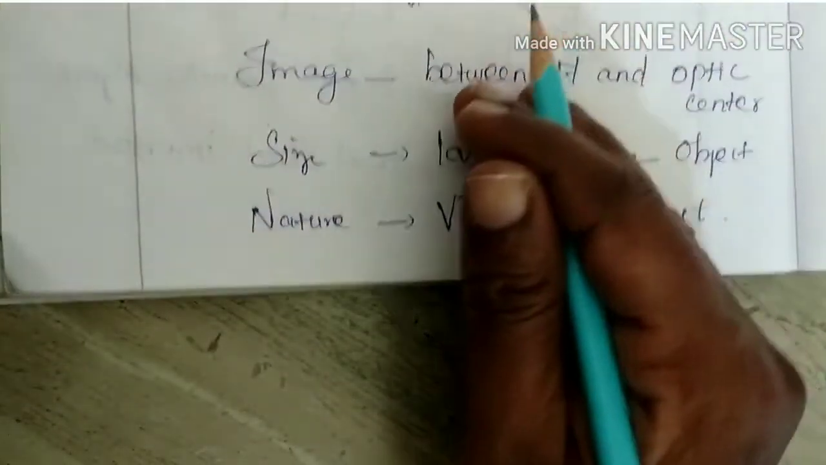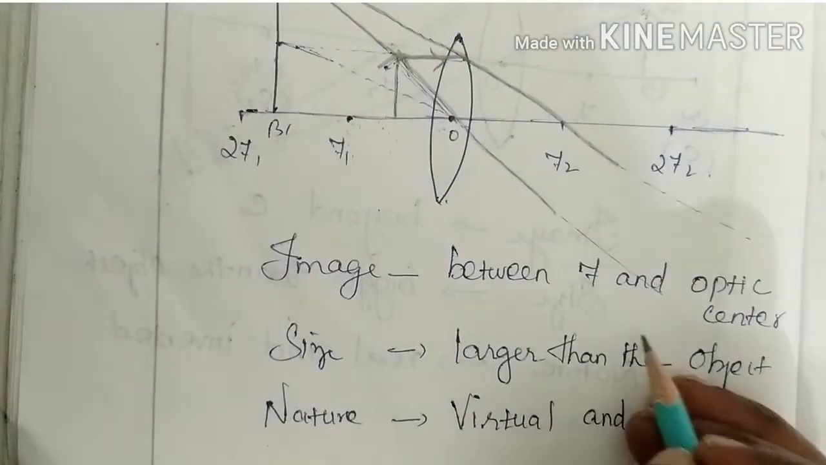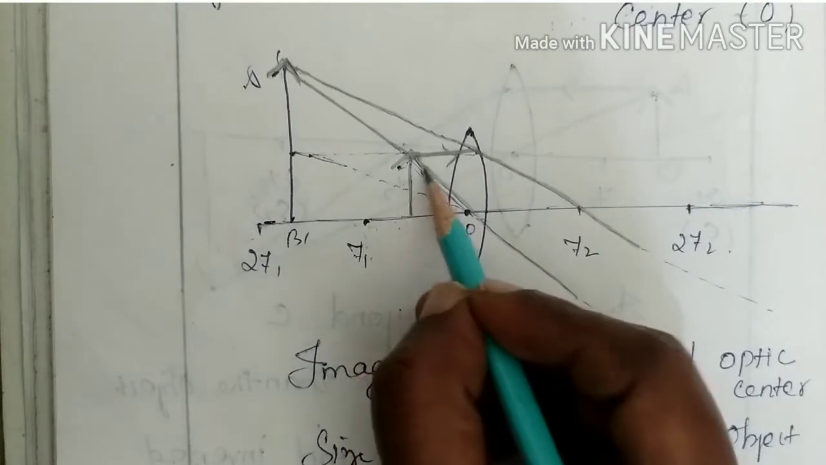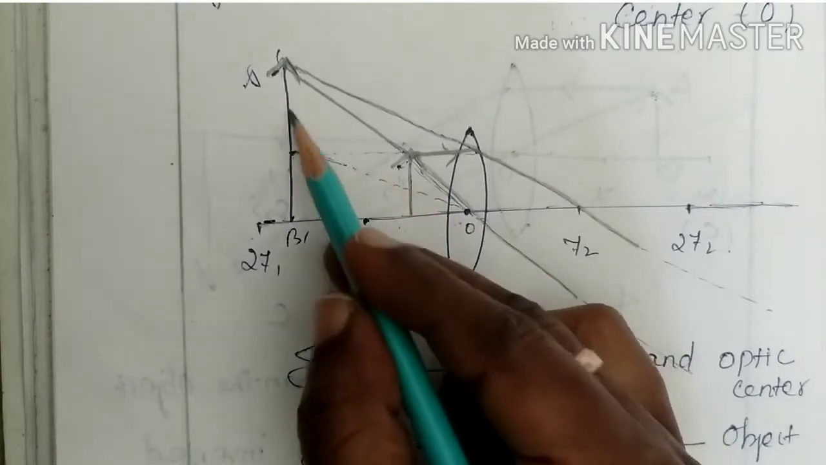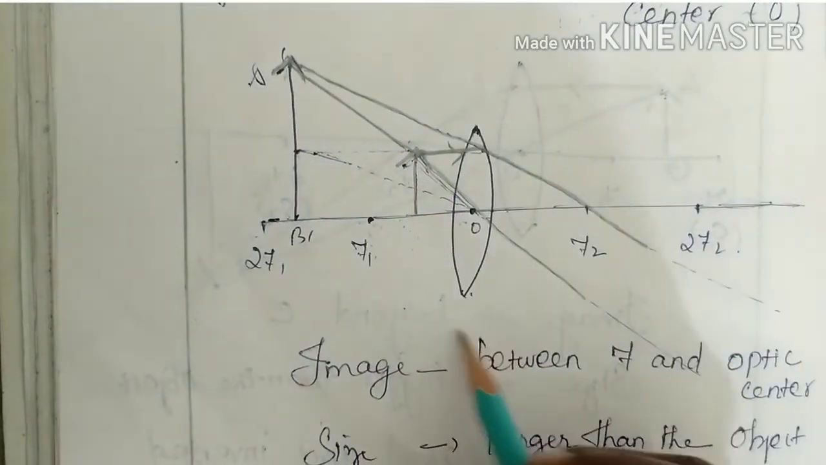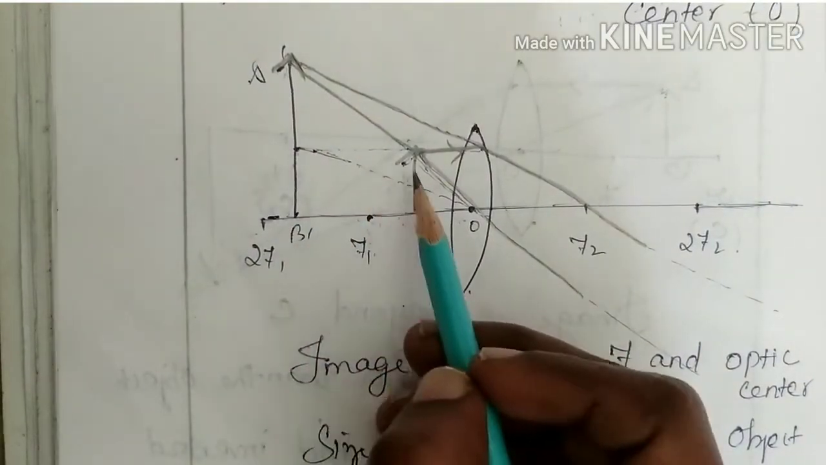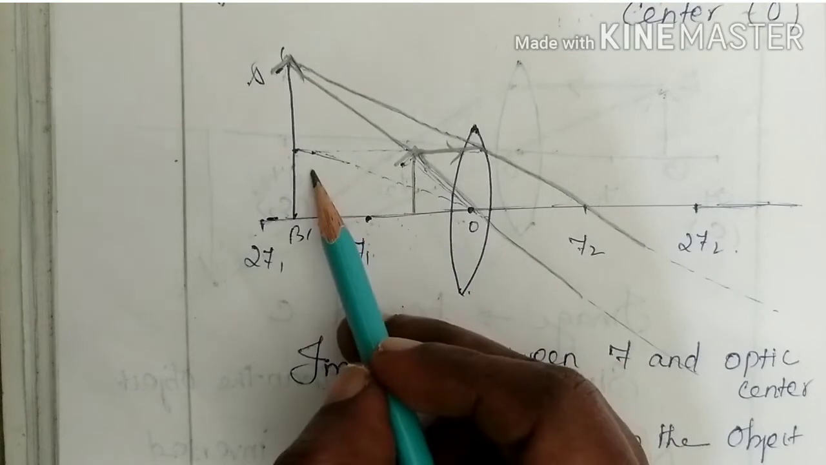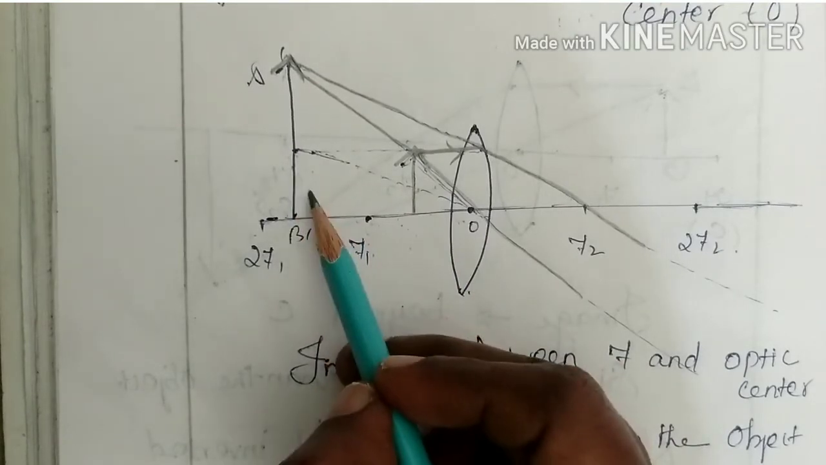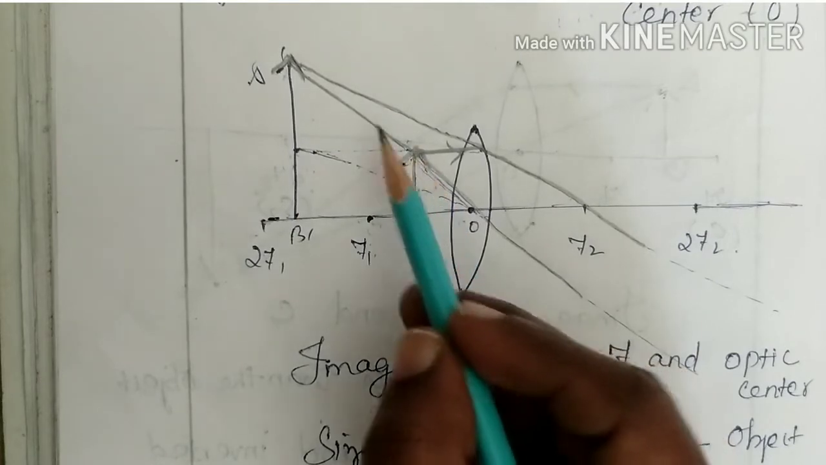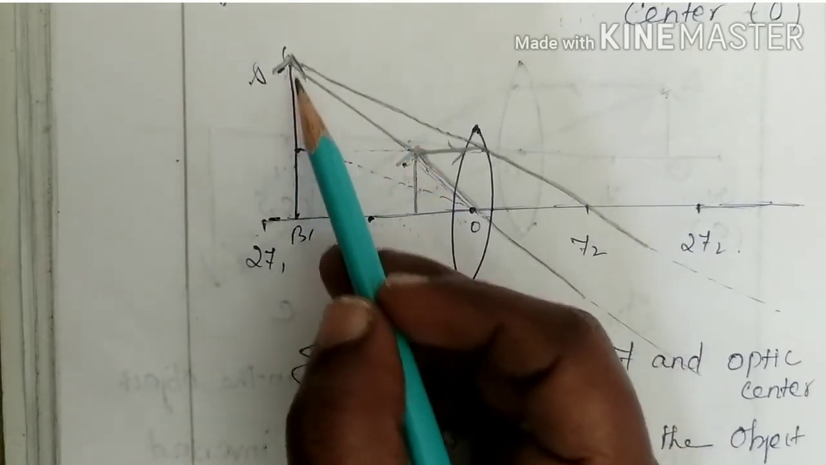And the size of the image is larger than the object. This is the object, but we are getting the image somewhat larger than the object. And what about the nature? It's a virtual image. On the same side where we keep the object, we get the image. So it is a virtual and erect image. Not inverted, the image is the same way up as the object.